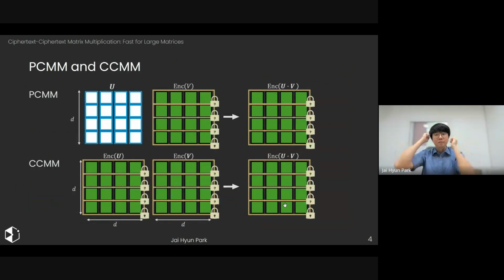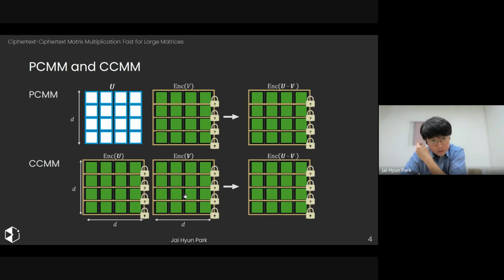As this is a Fetch.org meetup, I want to mention that this work is based on the CKKS scheme. Let me define the problems. In PCMM, we are given two matrices. One is an unencrypted matrix U, and one is an encrypted matrix V. Our goal is to obtain an encryption of the product matrix UV. In CCMM, it's almost the same, but both matrices are encrypted.